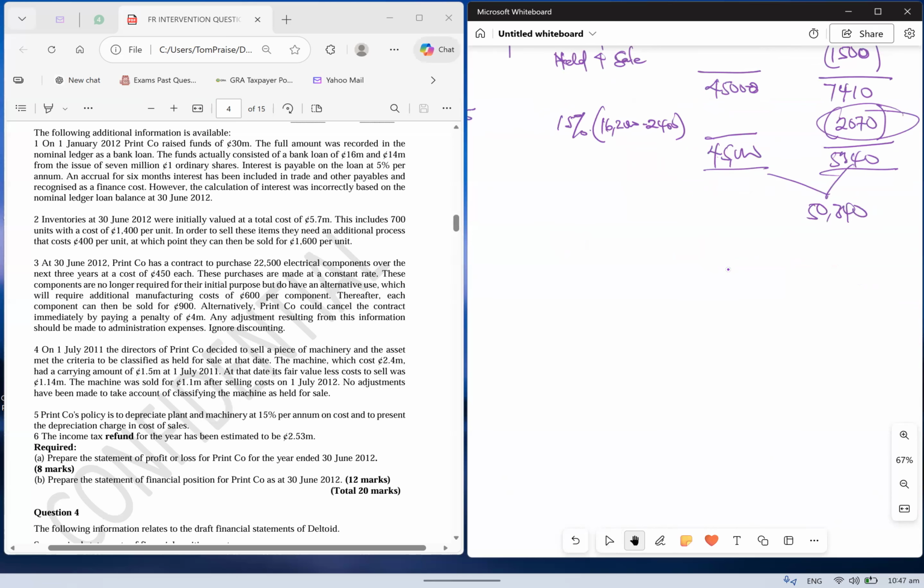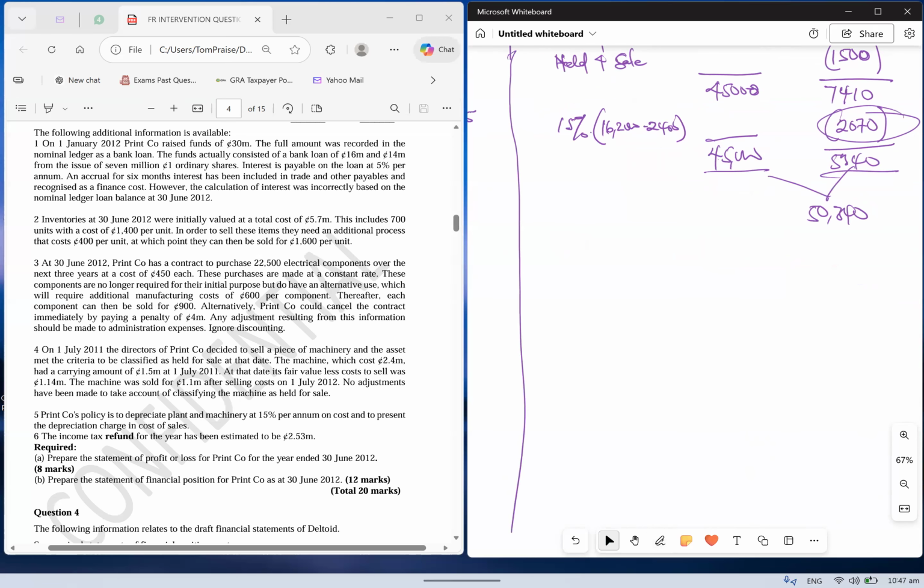Okay, so let's do our tax now. Tax. Did we have deferred tax in this one? So the income tax for the year is a refund. So the tax estimate is a refund, so you put it in brackets. It's a refund, 2,530. So unlike the other one you've been doing every time, you have to be careful.